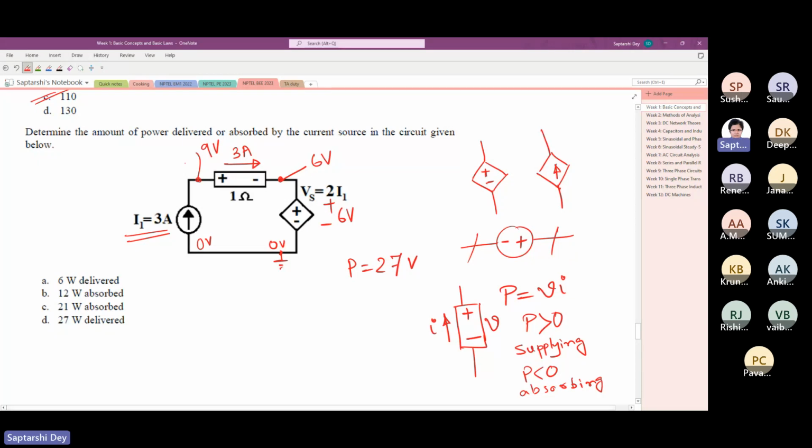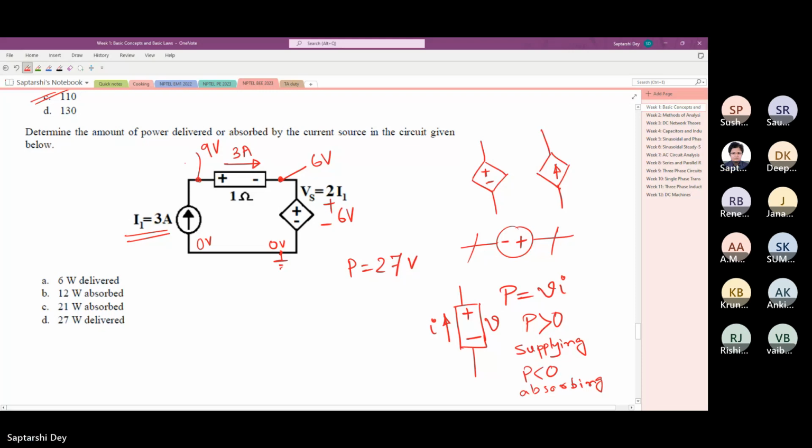Understood? What happens is, generally at the beginning, if you have a complex network, there are several sources inside. You do not know, before you complete the whole solution, which source is supplying and which source is absorbing power. You do not know the current direction in the network branches. So what we do at that time is we assume some direction of current everywhere and solve the circuit. If our assumption was correct, we get a positive value. If it was not, we'll get a negative value.